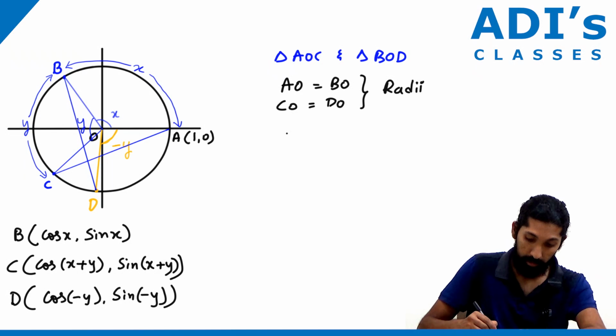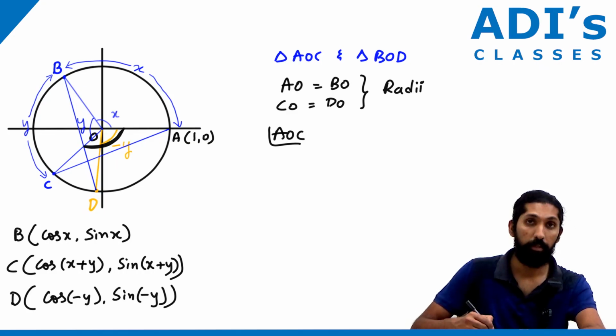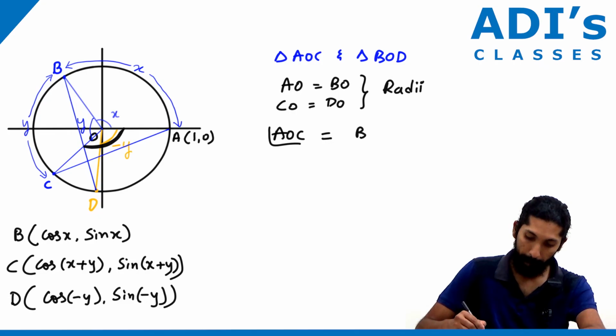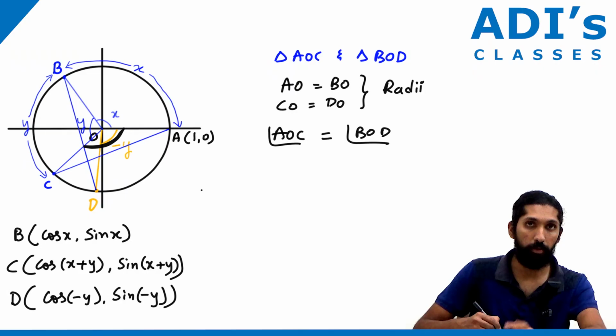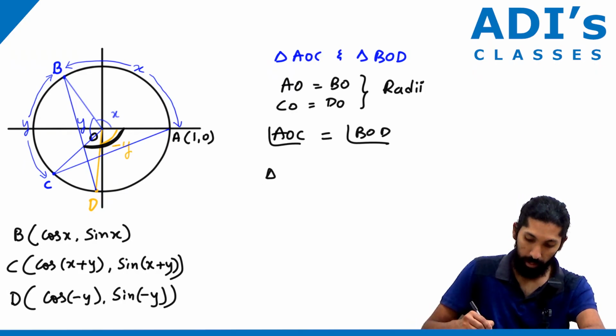Central angle, that is angle AOC. Angle AOC is this entire angle. This angle is equal to angle BOD. Correct? You are going to get this. That means what do we say? We say that triangle AOC is congruent to triangle BOD.